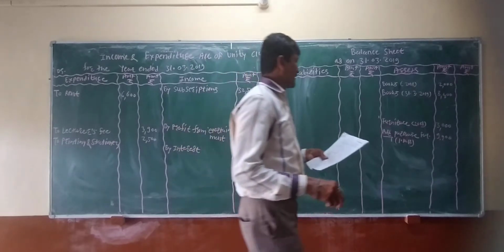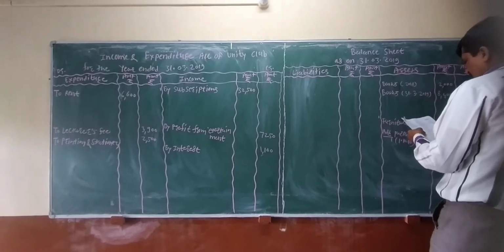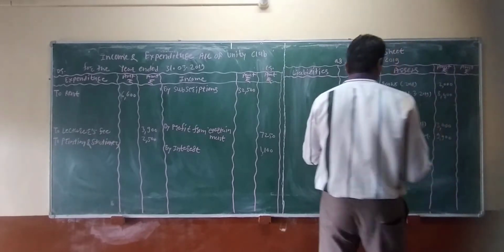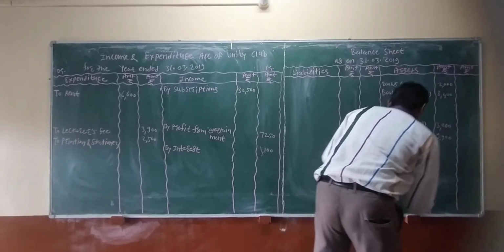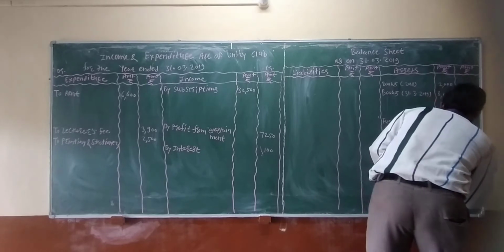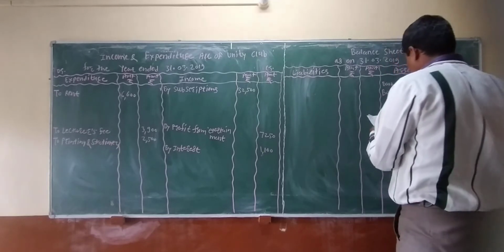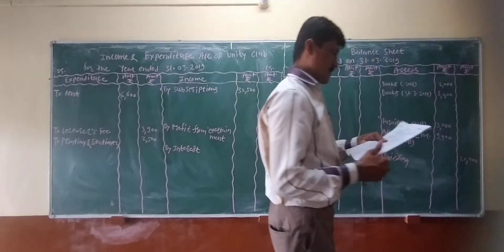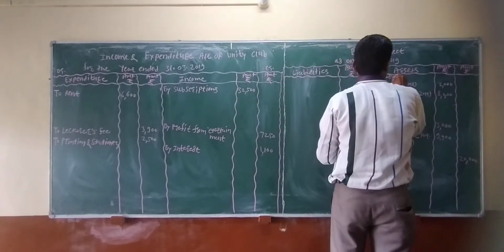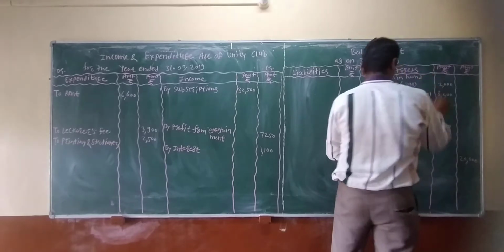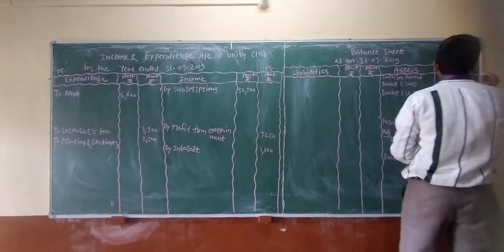Right. Next, building, direct outflow 20,000, right? Next, you can write cash in hand. Cash in hand: the balance is already given, so the balance paid is 17,500. Right.